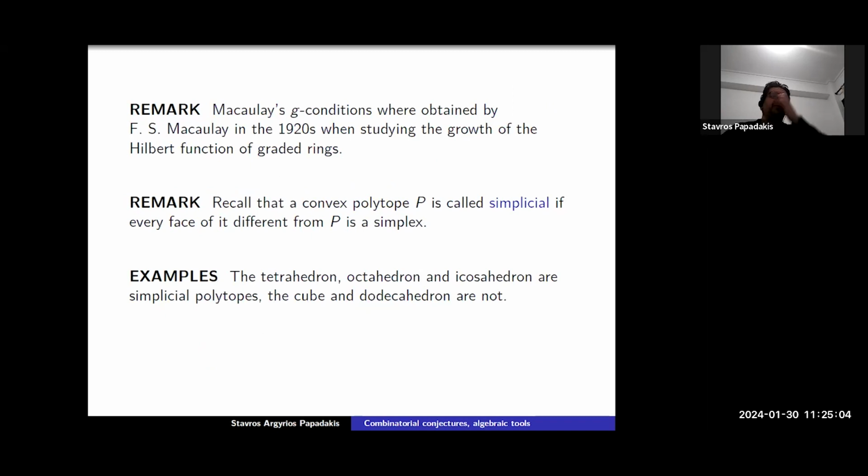An important remark is that these G conditions are also called M vector conditions, and they were originally discovered by Macaulay in the 1920s when studying the growth of the Hilbert function of graded rings. So we have a graded ring, it has graded components, and Macaulay studied what could be the growth of this function. We will see that these are the conditions that appear in the characterization of F vectors of simplicial polytopes and simplicial spheres.